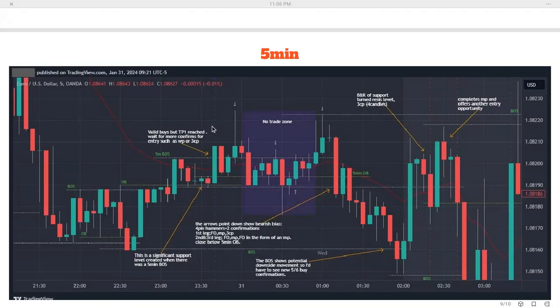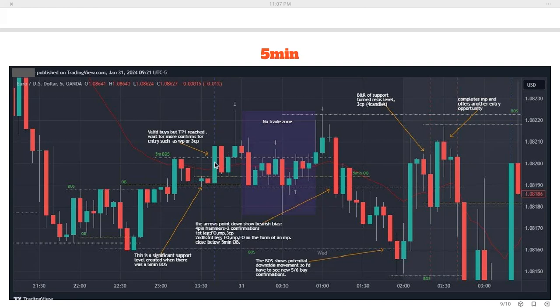So this vertical blue line indicates a bullish bias. The bearish bias is indicated by the red vertical line. So as price was leading up to here, it breaks structure on the 5-minute time frame and creates order blocks as it does so. So what we see here is price breaking structure on the 5-minute time frame, creating this 5-minute order block and this significant support level.